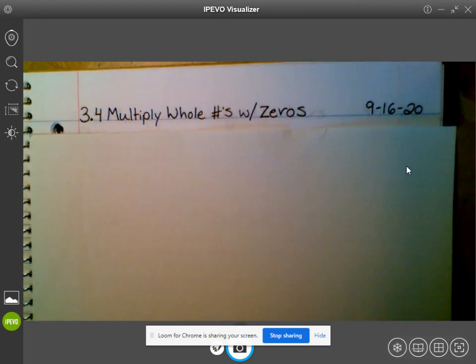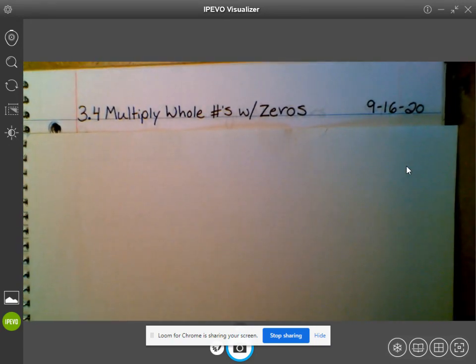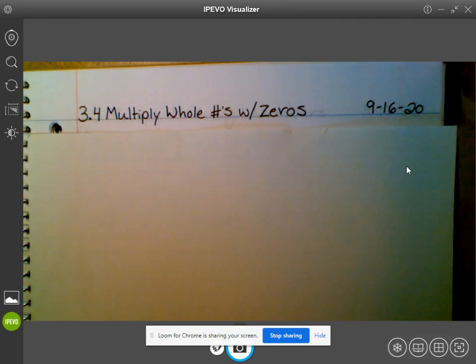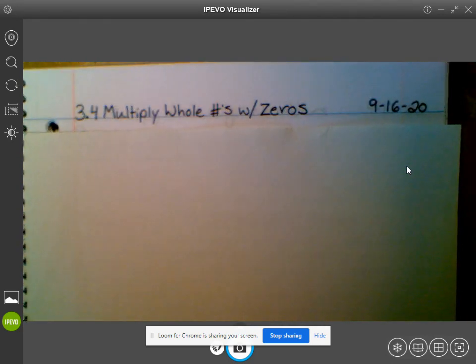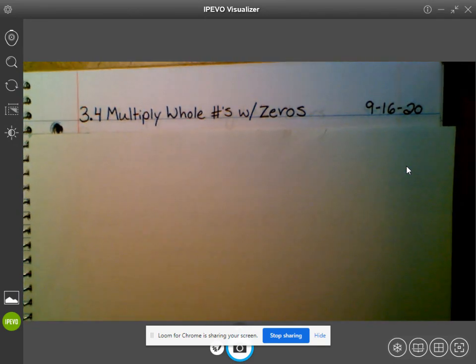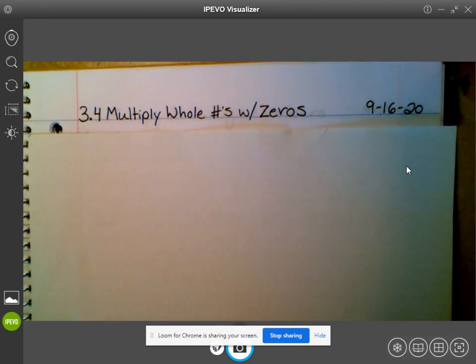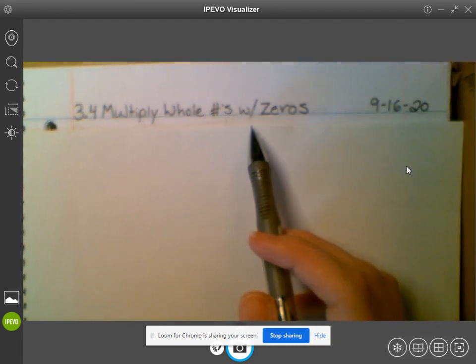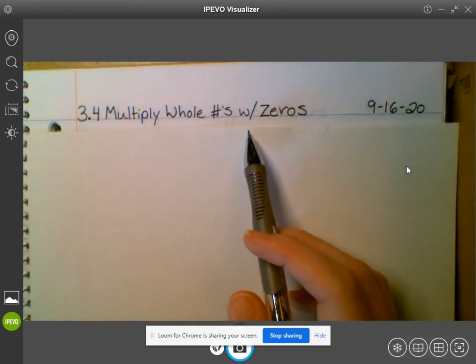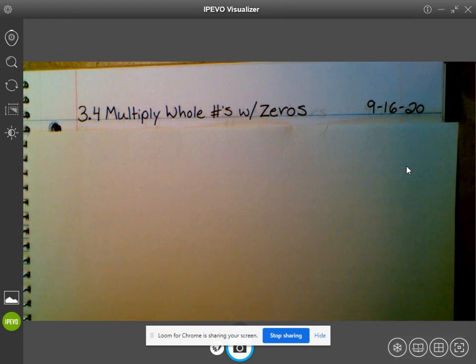Put the date on your paper. Today's notes and tomorrow's notes look similar, so I think that's why I also got a little tripped up. So 3.4, multiply whole numbers with zeros. So whenever I have that W with a slash, that stands for the word with. So I like to sometimes abbreviate when I'm making a title at the top.